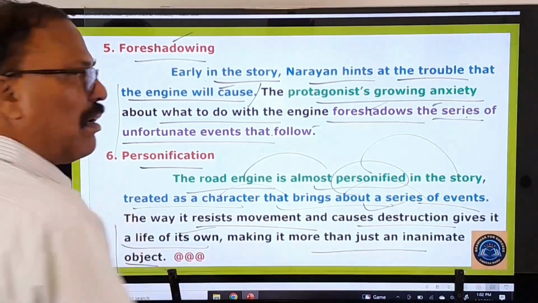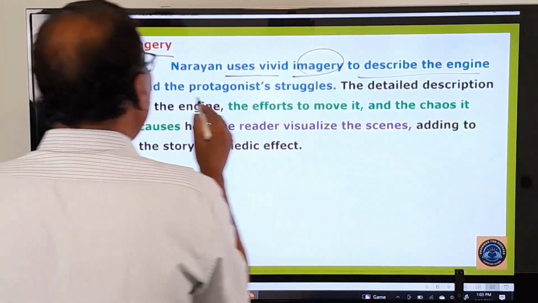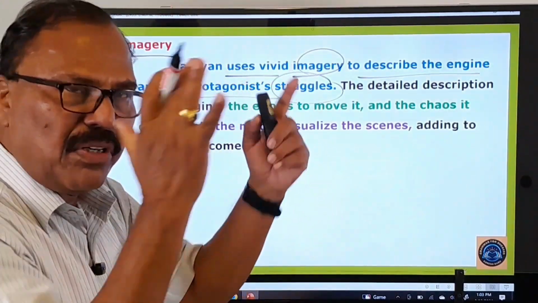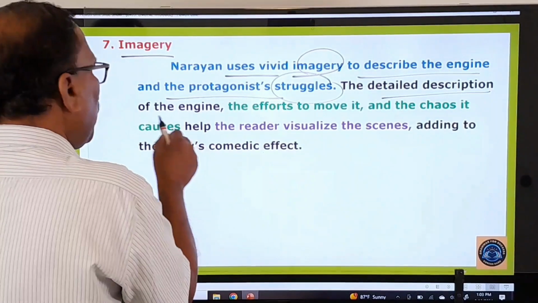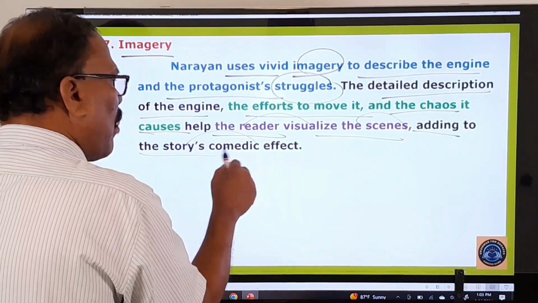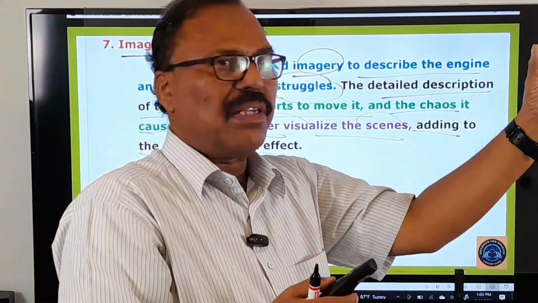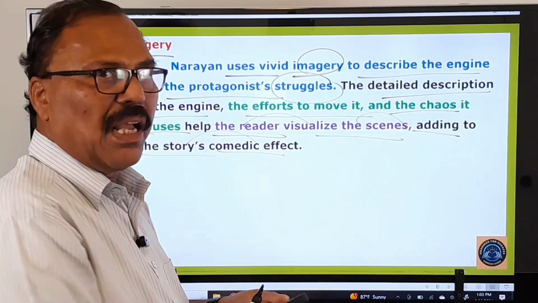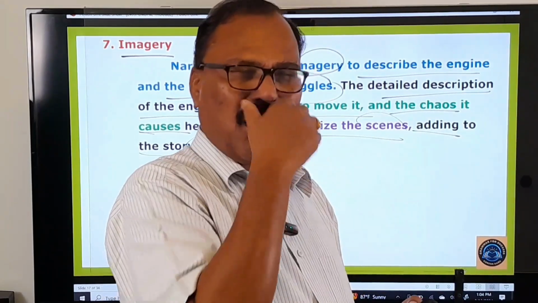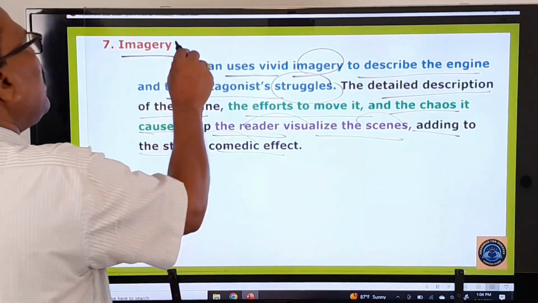And now we go to other literary devices, and imagery is also there. What is this imagery used here? Narayan uses vivid imagery to describe the engine and the protagonist's struggles. So about the engine, about the protagonist's struggles, he has given beautiful descriptions. The detailed description of the engine, the efforts to move it, and the chaos it causes help the reader visualize the scenes, adding to the story's comedic effect. So you can visualize all these things. The protagonist tries his best to move the engine from its place, and the chaos and the damage that road engine causes. It dashes against the compound wall of some house, and all such things you can visualize, and the entire story you can visualize. That is called therefore the imagery.